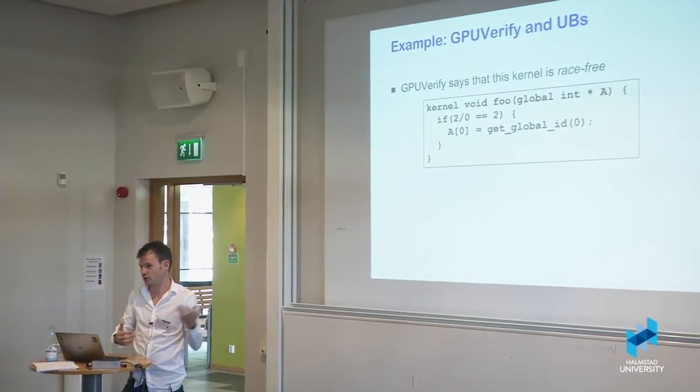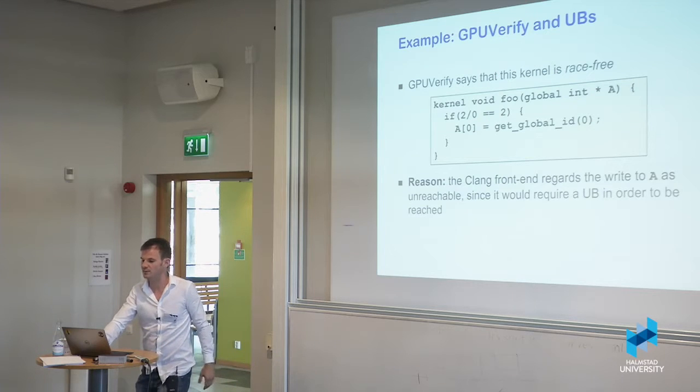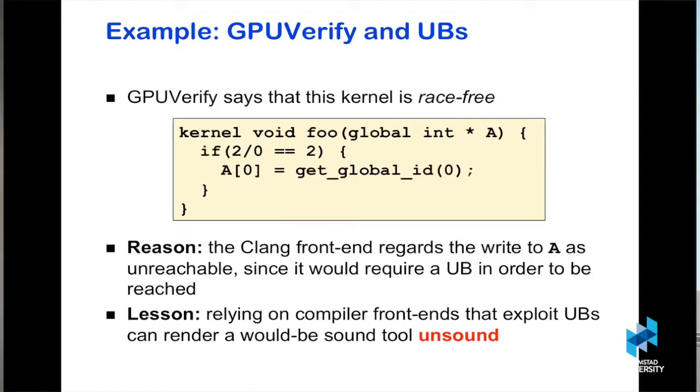Okay? So I'm not going to show you this running, but basically we're depending upon Clang, and Clang is assuming undefined behavior means it should remove code in this case, which is fine from a compilation perspective, but from a verification perspective, it's not so good. So you need to be careful about undefined behaviors when we're using compilers, compiler infrastructure in our program analysis tools. Okay, so relying on compiler frontends can render a would-be sound tool unsound.